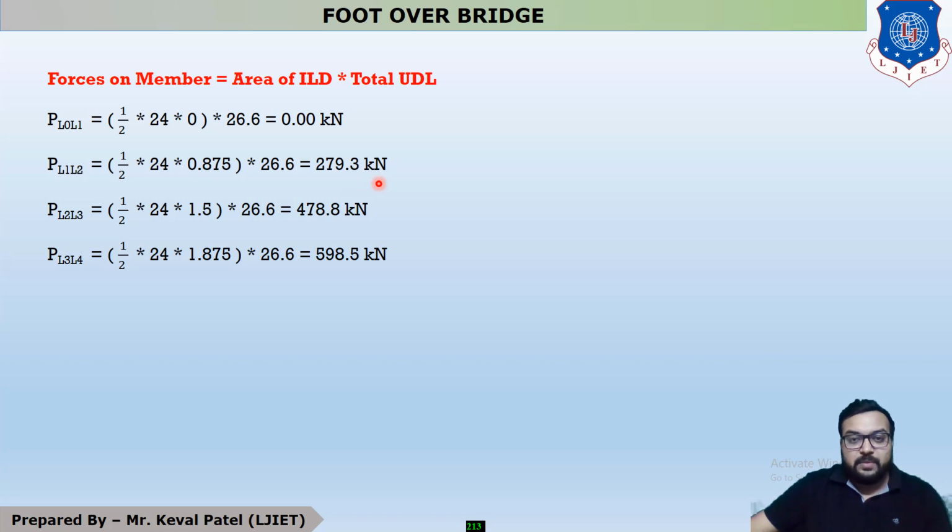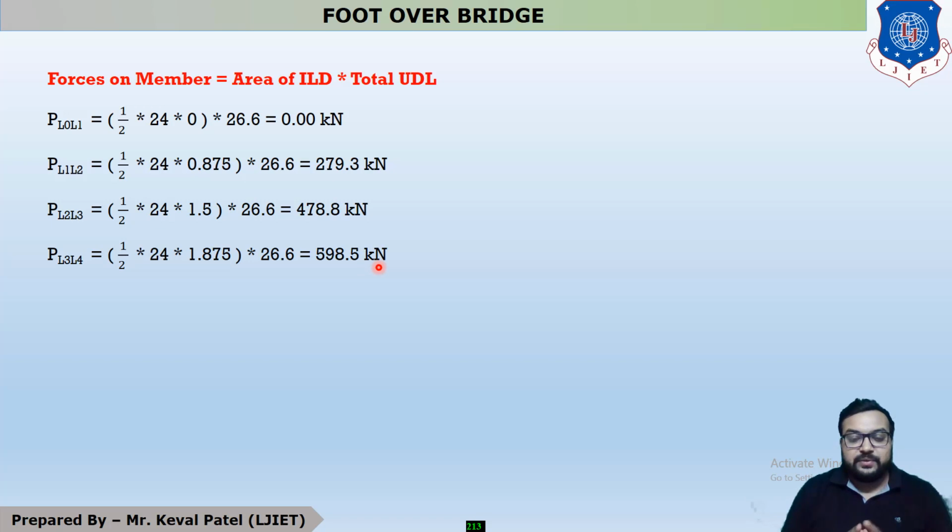Now your third member is PL2 L3, and the equation is the area of the influence line diagram, which is 1/2 base times altitude, into total UDL, which is equal to 26.6. So students, after putting all these values, we will get our answer 478.8 kilonewton. And your last member is PL3 L4. So for PL3 L4, your answer is 598.5 kilonewton.